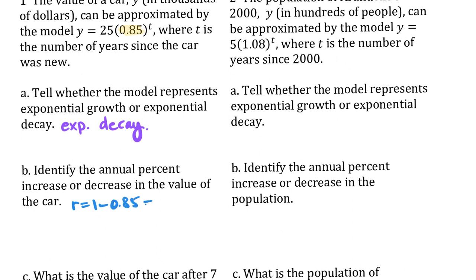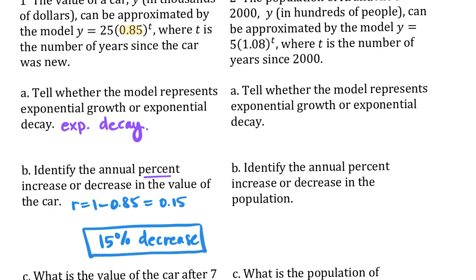Now I'm going to use my calculator. I got 0.15. So the annual, well, it says percent. The decimal increase is 0.15. To make this a percent, I multiply by 100. So this is going to be a 15% decrease. It's a decrease because it's lower than 1.